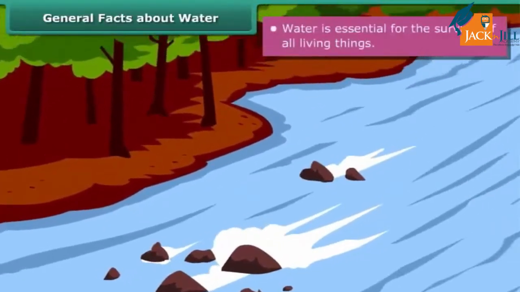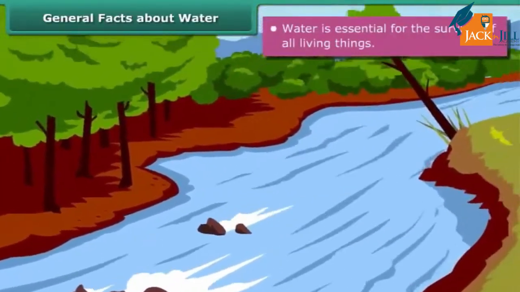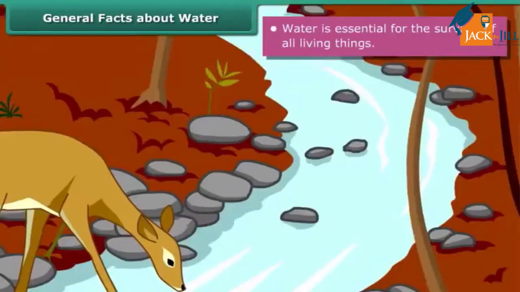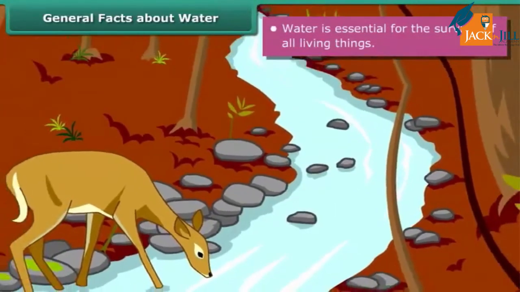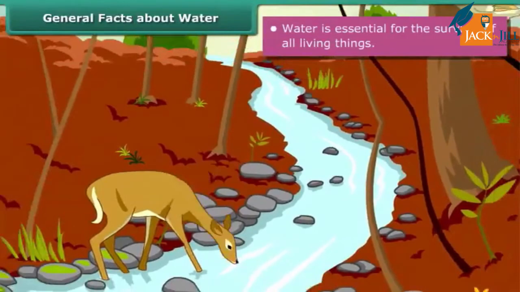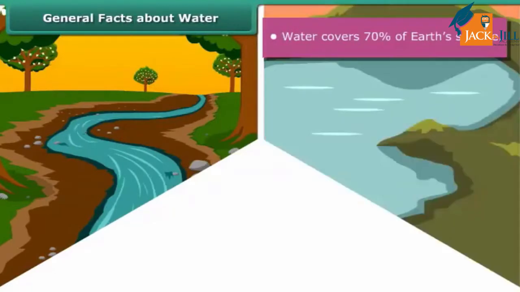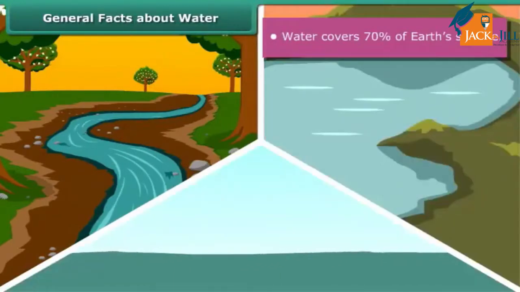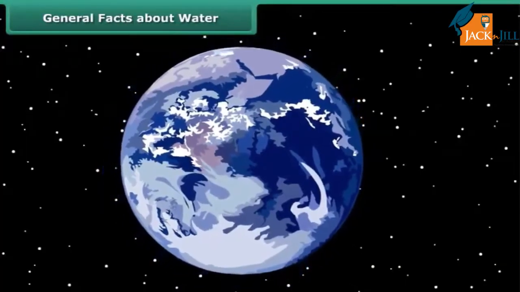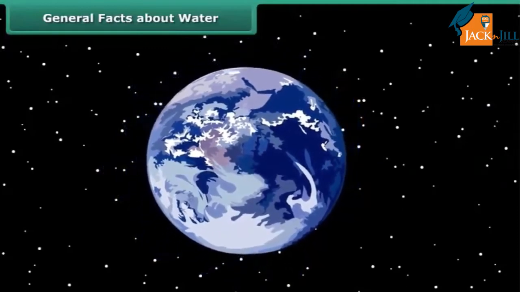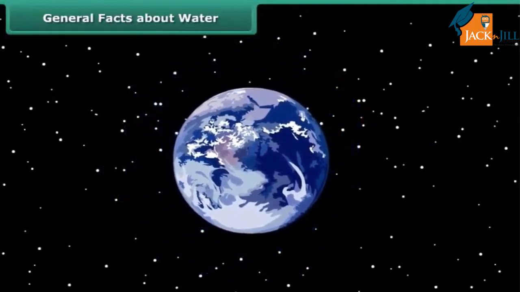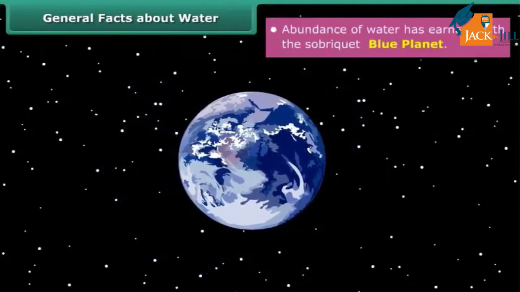Water is essential for the survival of all living things, plants, animals, human beings, and other life forms. It covers 70% of our planet in the form of rivers, ponds, oceans, and streams, making Earth appear blue in color when seen from space. In fact, abundance of water has earned Earth the sobriquet, blue planet.